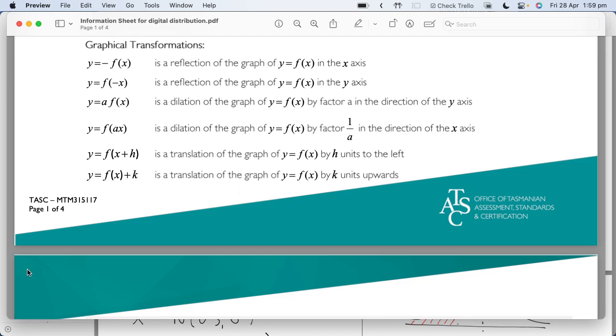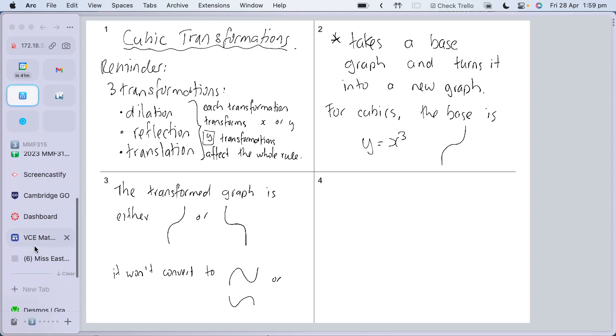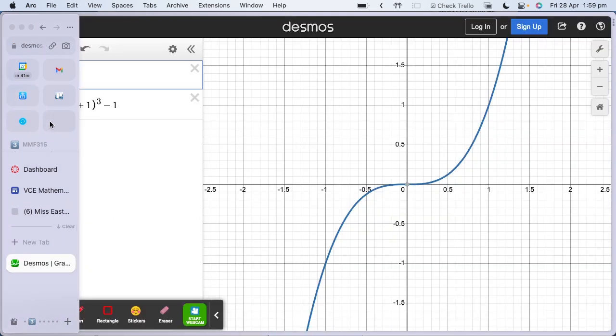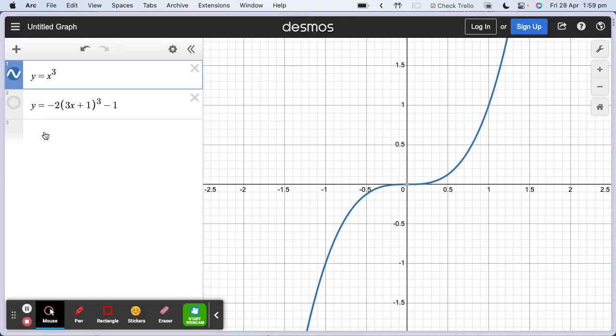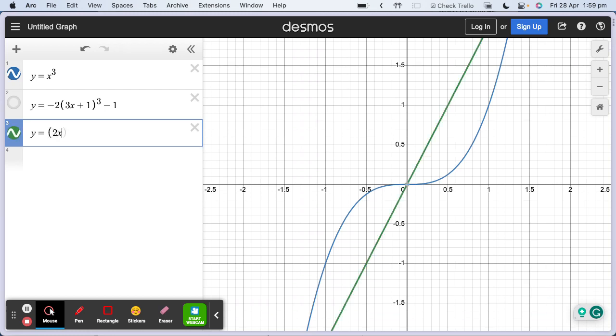Okay, maybe it might be good. I'm not confident that going through too many examples actually helps too much. But if we've got y equals x cubed here, if I go y equals 2x cubed, it's hard to see this though. Just keep that in mind. It's hard to see. 2x cubed.